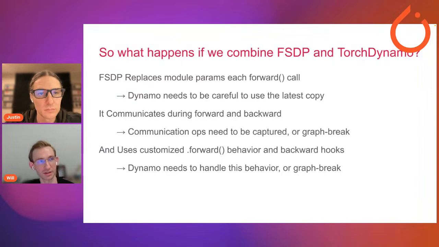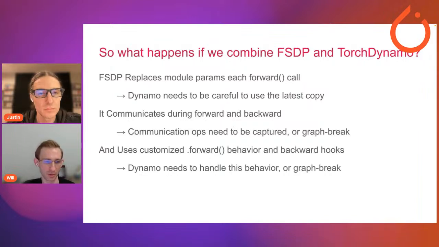Dynamo tries to make some assumptions typically about Torch modules having the same parameters for a long time. Like if you compile a module, the parameters are probably going to stay there, and that's not true with FSDP. So Dynamo, or FSDP and Dynamo, may need to be updated to coordinate better for this.